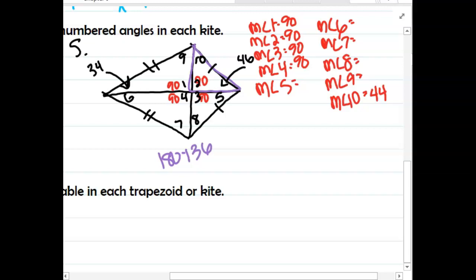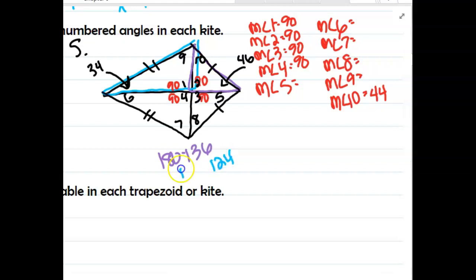And I can do pretty much the same thing for angle 9, but different angles, right? So this one instead is going to be this triangle right here, so it's going to be 34, 90, and 9. So this time 34 plus 90 is 124. 180 minus 124, angle 9 is going to be 56. With me so far? Okay.